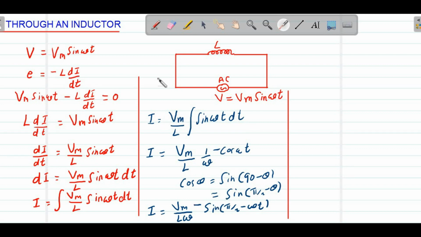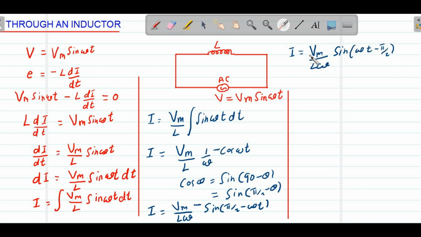So the equation can be written as current I is equal to Vm divided by L omega, then sin of pi by 2 minus omega t becomes sin of omega t minus pi by 2, when the minus is multiplied inside. Now in this equation, you can see it is the equation of current, just like Ohm's law equation I equal to V by R. And the sine function is showing the instantaneous variation of current.